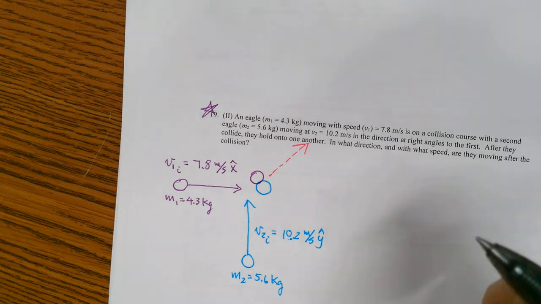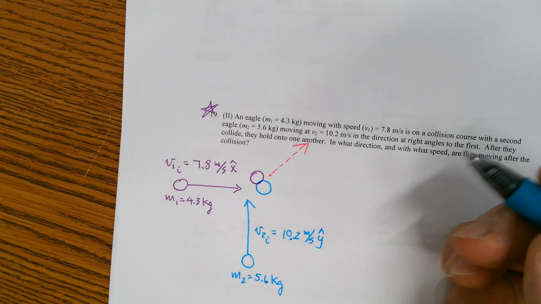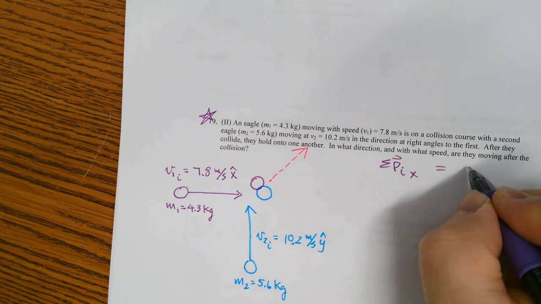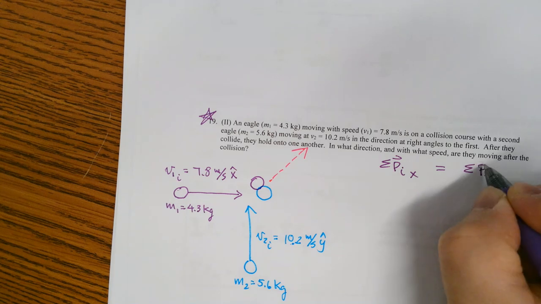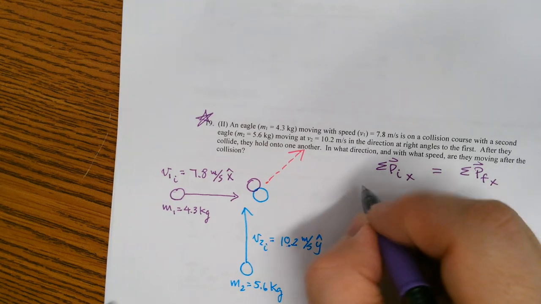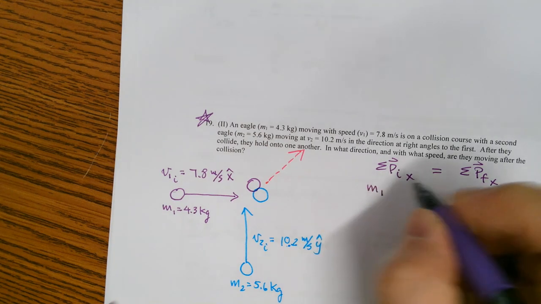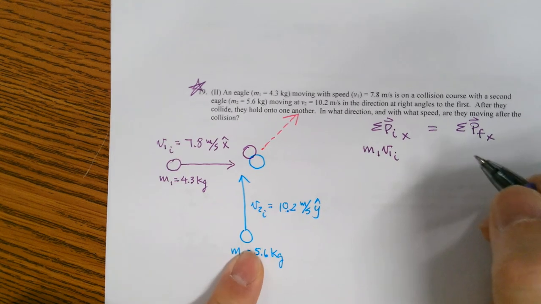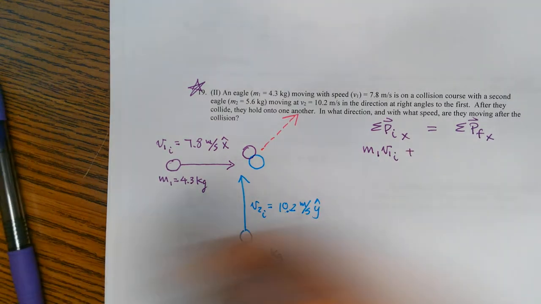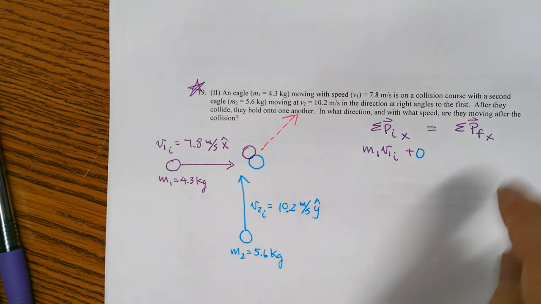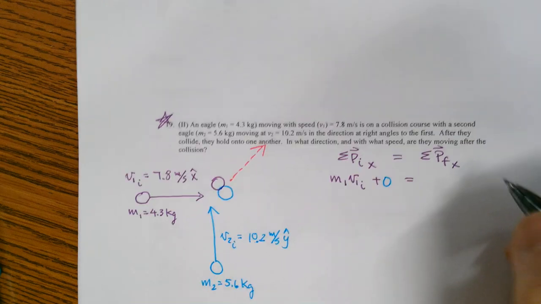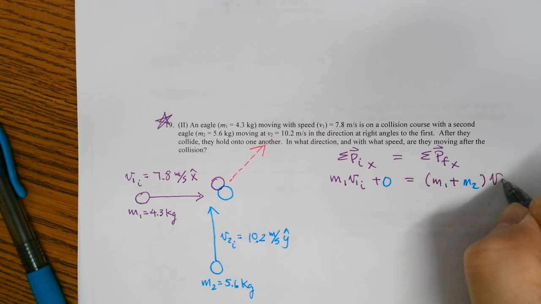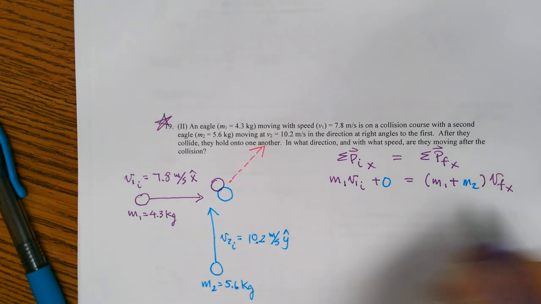All right, so what we're going to do is divide this up into X and Y components. So think about the sum of all momentum initial in the X direction must equal the sum of all momentum final in the X direction. So let's take a look at what happens. Initially, I only have mass 1 traveling at V1 initial in the X direction only, right? And mass 2 is not traveling in the X direction at all, so plus 0 for my mass 2. So this is equal to mass 1 plus mass 2 times V final X.